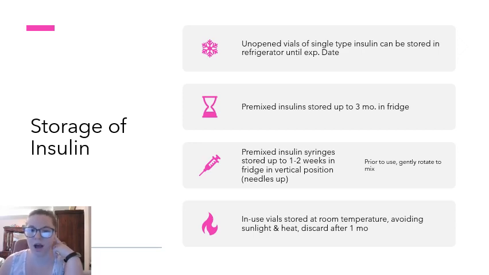All right, storing insulin. Insulin is kind of weird. Unopened vials of insulin can be stored in the refrigerator until their expiration date, so they can last a pretty long time. But pre-mixed insulins, we'll get into those shortly, can only be stored for 3 months in the fridge. Pre-mixed insulin syringes, so they've already been mixed up and they have the syringe on the tip, can only be stored for 1 to 2 weeks, but if you're storing them in the fridge, they have to be needle up.